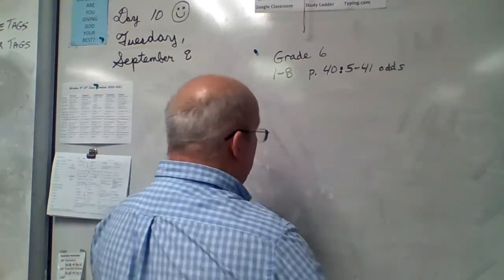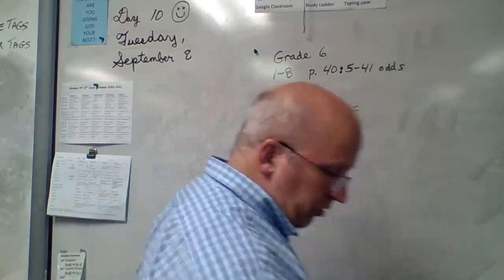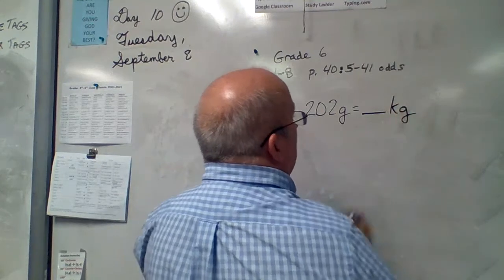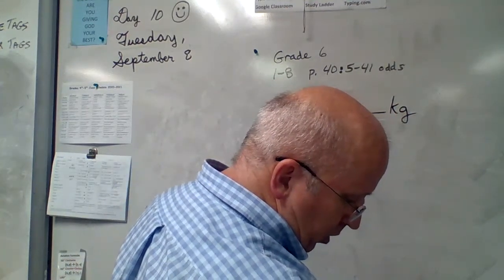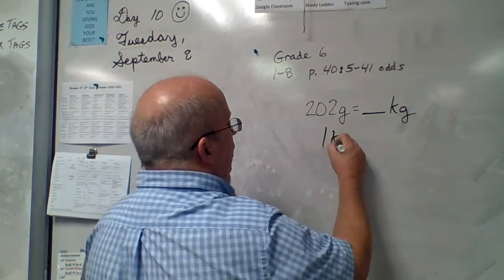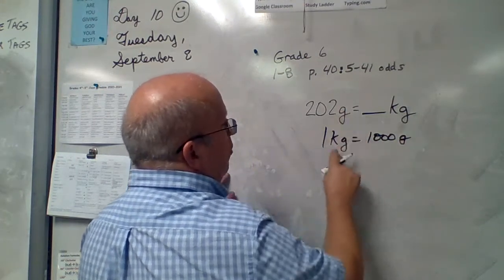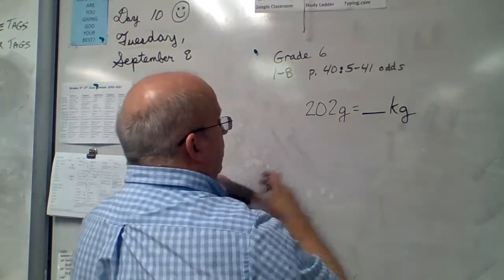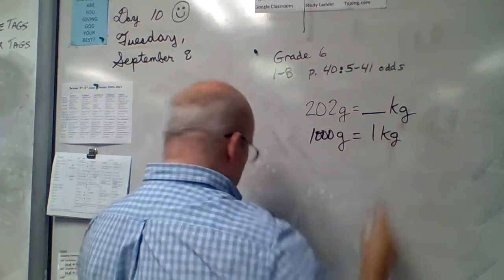What if I have 202 grams, and I want to change that into an amount of kilograms? All right, look for the relationship on the chart on page 39. I see that 1 kilogram is 1,000 grams. But I don't want to write it like this, because if I write it like this, I don't have grams under grams and kilograms under kilograms. So I'm going to flip these around, and I'm going to write it like this. 1,000 grams equals 1 kilogram.